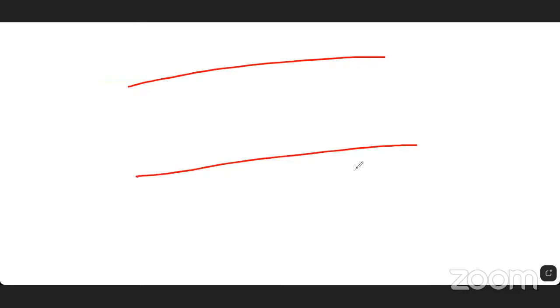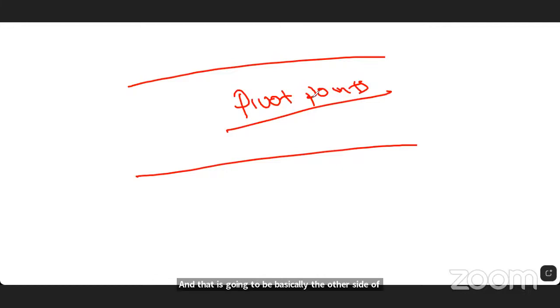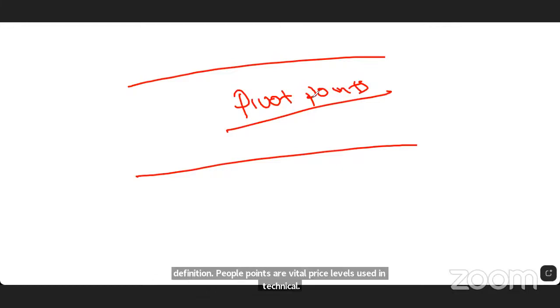We're going to look at them in TradingView, and at the end of the call we are going to base our time on a better understanding and see how we can make entries and exits in the market. By definition, pivot points are vital price levels used in technical analysis to identify support and resistance areas in trading.